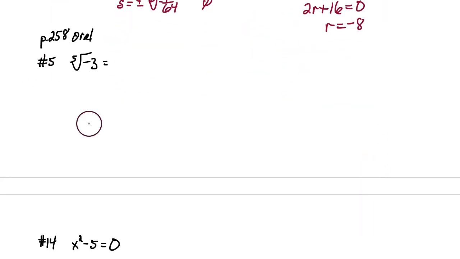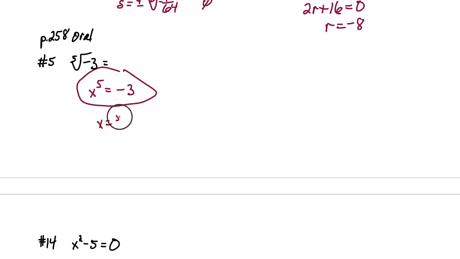Page 258. We are asked to write an equation that has this as a solution to the equation. Because this is a 5th root, we can write that x to the 5th power is equal to negative 3. There's our equation. Do you believe it? Think about how you would solve the equation. To remove the fifth power, what kind of root would you do? You would take a fifth root of both sides. You would get x equals the fifth root of negative 3.